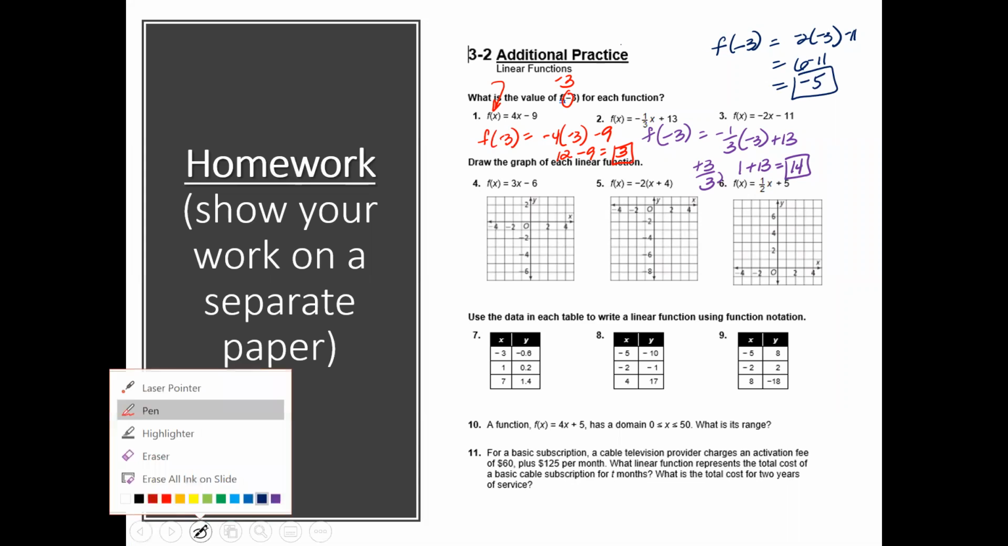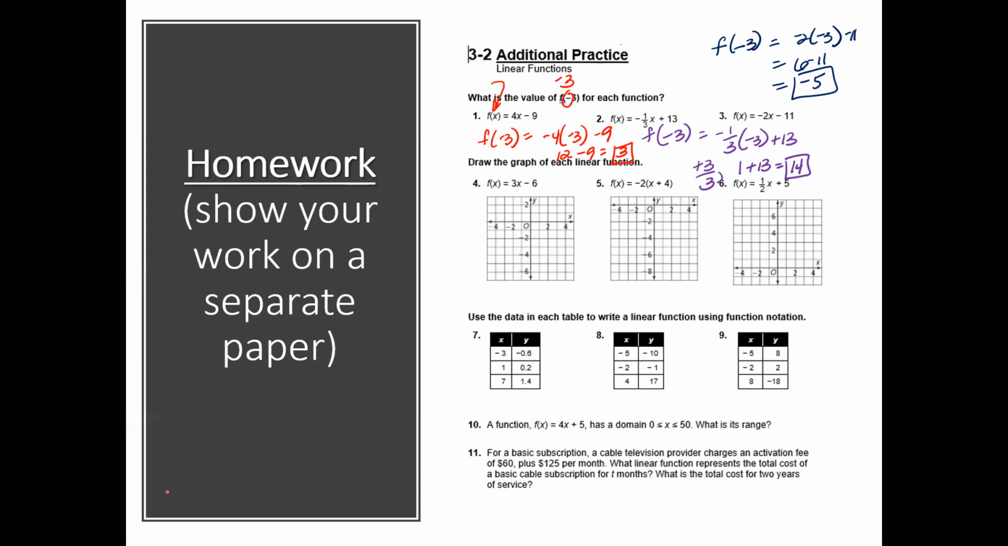All right, let's go ahead and proceed on with number 4. Here it says graph each linear function. Now remember, to graph a line, you need to start off with the y-intercept, which is -6, and then your slope, which is a 3/1. So I'm going to start off with -6 right here. Go up 1, 2, 3/1, go up 1, 2, 3/1, go up 1, 2, 3/1, connect those dots, and that is your line.